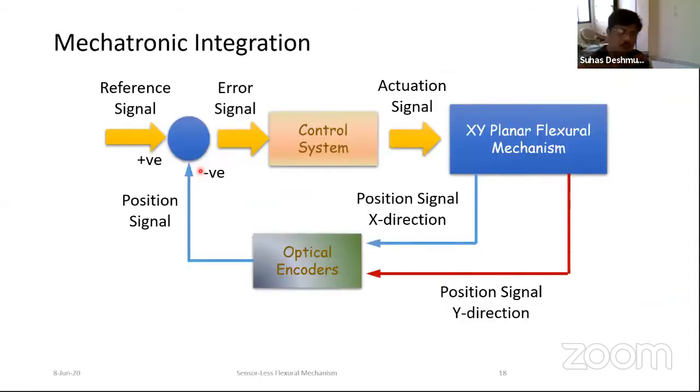So whenever you are going to control this entire XY planar mechanism, we can have one position sensor here and another position sensor here. These are the two optical encoders used and given into the feedback. This is my reference signal and the control system will be actuated. This cost you can't avoid. If we could remove this and go for lower cost sensors, we can easily reduce the cost of this entire scanning mechanism.